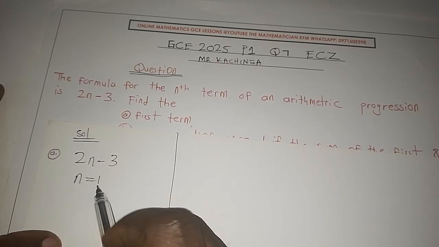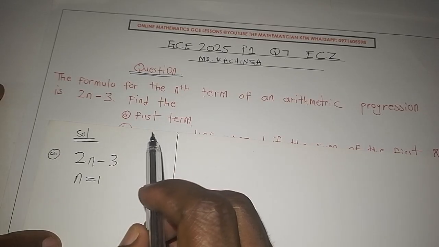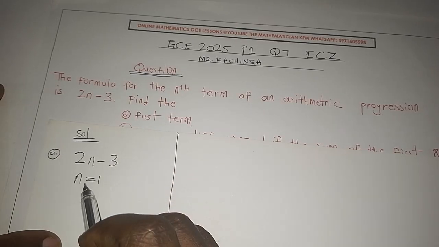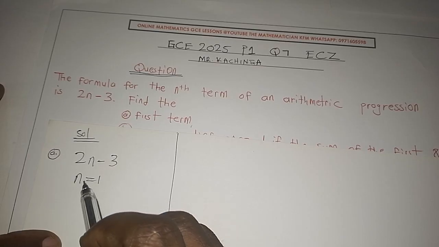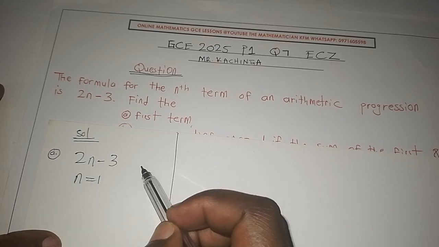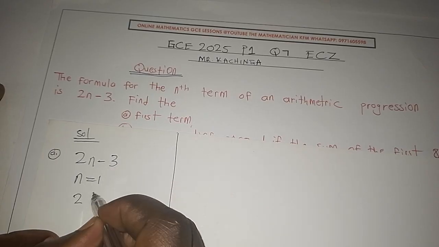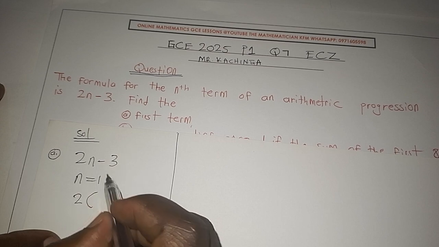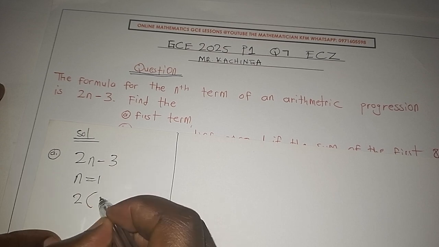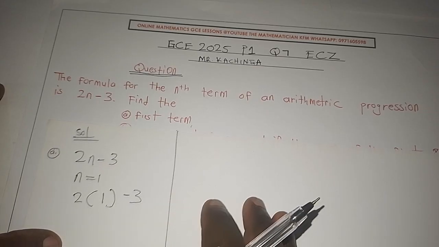Why 1? Because they have said the first term. If it was the second term, it means that our n could have been 2. If it was the fourth term, it means that n could have been 4. Just like that. Okay, so let's continue solving. 2 multiplied by n. What is our n? Our n is 1. So I'll substitute with 1, then take away 3.